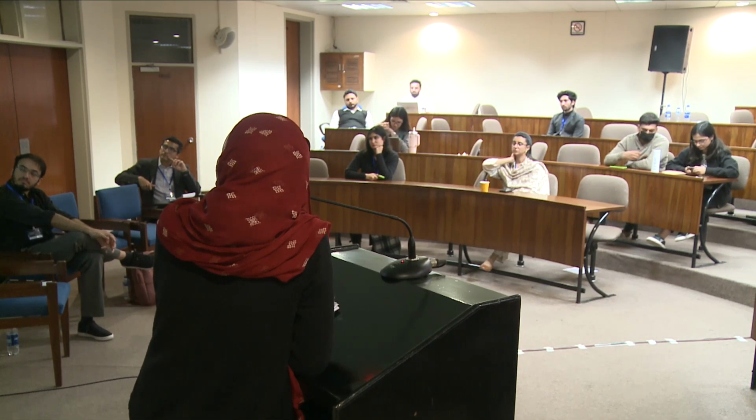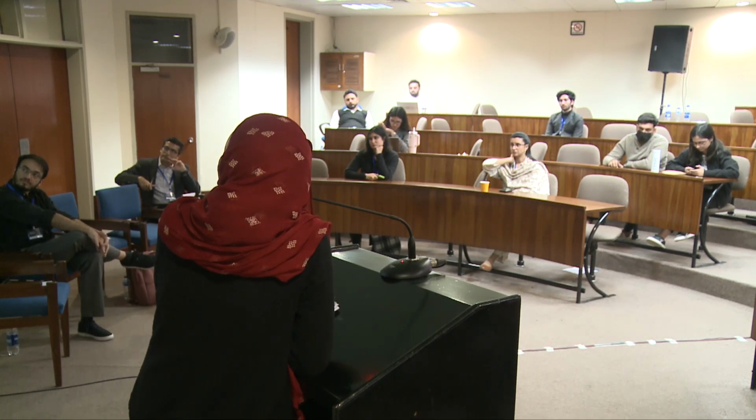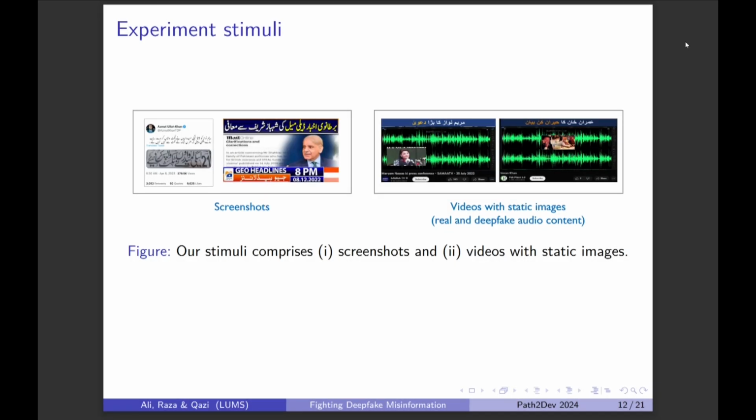Then we have visit 2, where we do the second experiment, and then this is followed by more stimuli for evaluation, and then we return to these respondents 4 weeks after visit 2. So the experimental stimuli consist of both screenshots, which have textual or image-based news, as well as what we call video with static images. So these are essentially audios. We don't have any live or moving video in our stimuli.